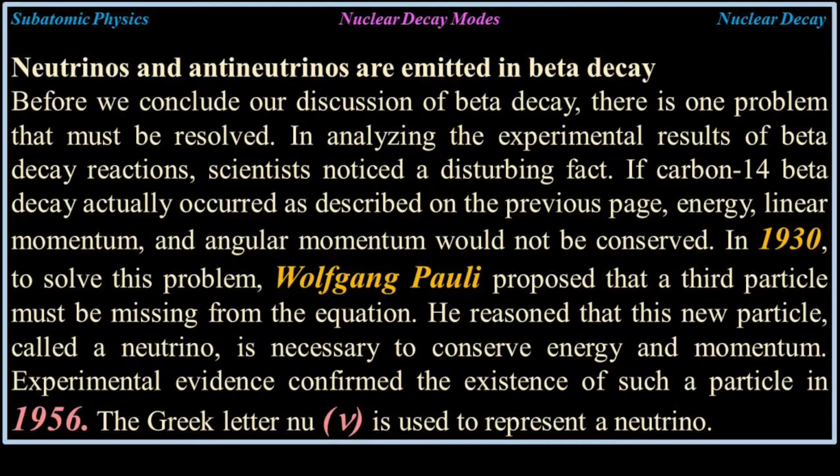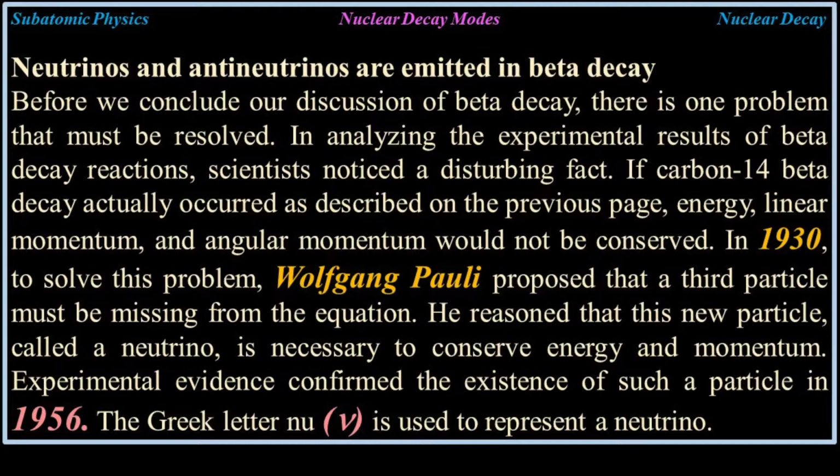Neutrinos and antineutrinos are emitted in beta decay. Before we conclude our discussion of beta decay, there is one problem that must be resolved. In analyzing the experimental results of beta decay reactions, scientists noticed a disturbing fact. If carbon-14 beta decay actually occurred as described on the previous page, energy, linear momentum, and angular momentum would not be conserved.